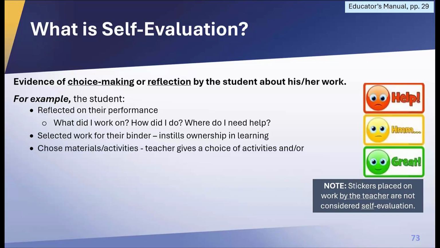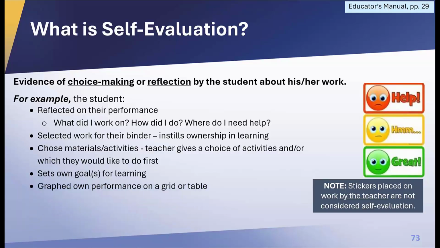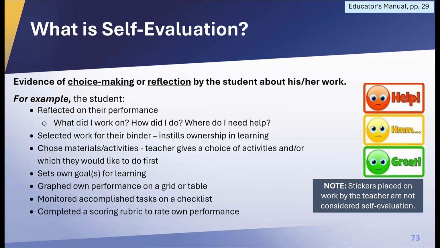They can choose the materials. They can choose who they work with. They can help to set goals. They can graph their goals. Perhaps you have a checklist that they can check off, or a scoring rubric, depending on the level of your student. So there's various ways. One way that is not self-evaluation is when you put a sticker on it or write awesome. We want this to be from the student.